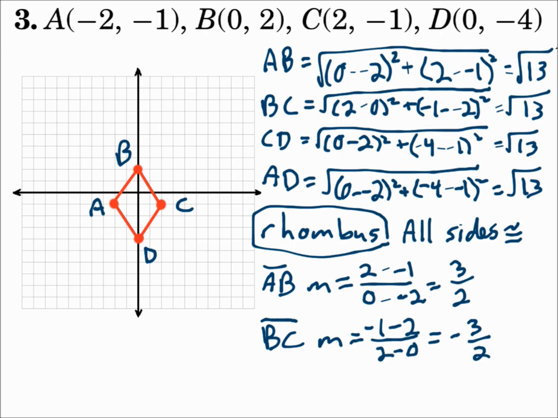I can see after testing the first two sides that these sides are not perpendicular. 3/2 and -3/2 are not negative reciprocals. So those are not right angles. This is not a rectangle because the sides are not perpendicular. And since it's not a rectangle, it's also not a square. So this shape is only a rhombus because the four sides are congruent.